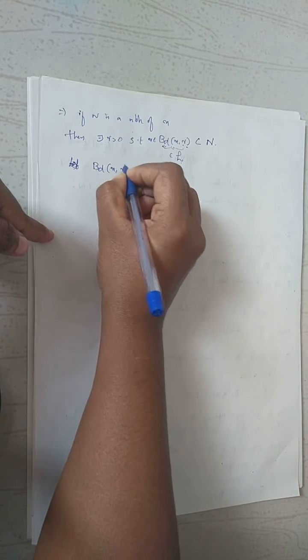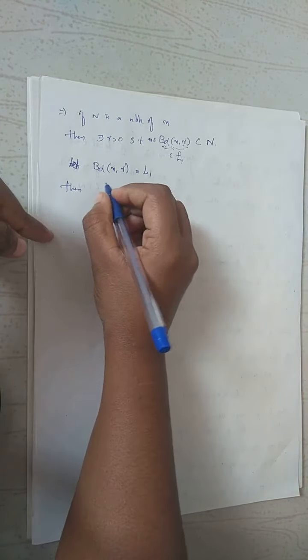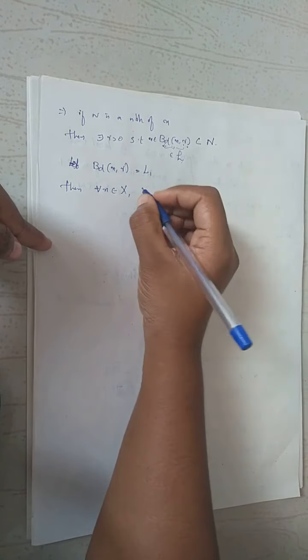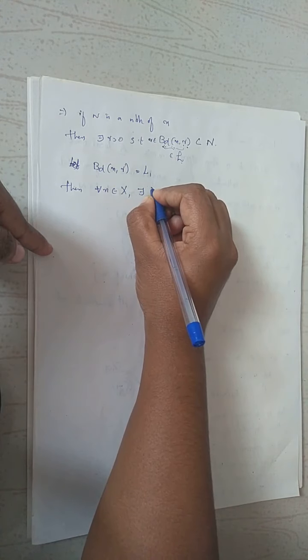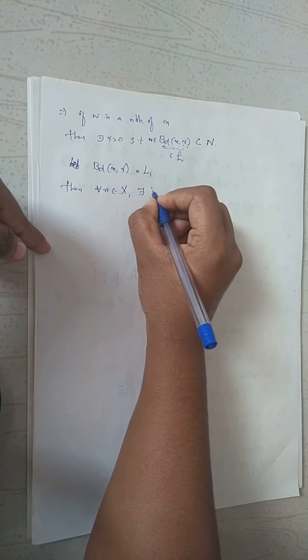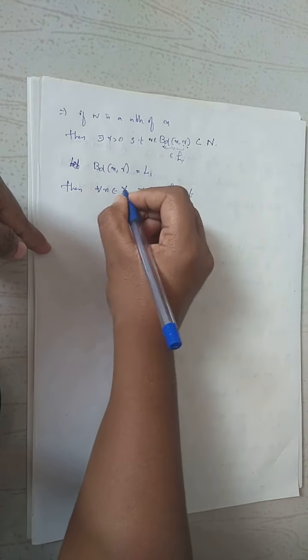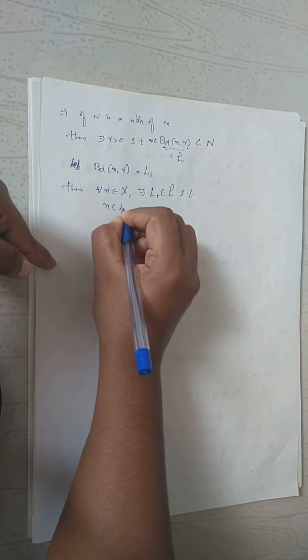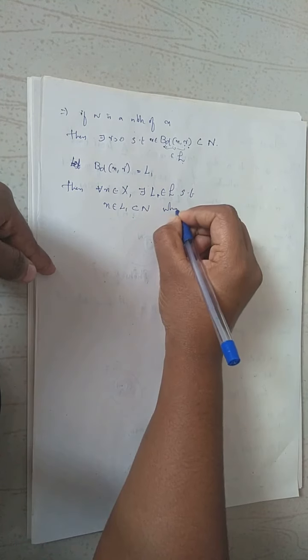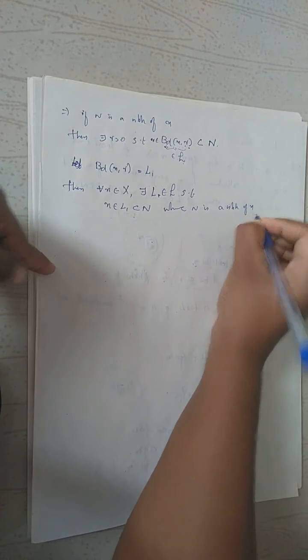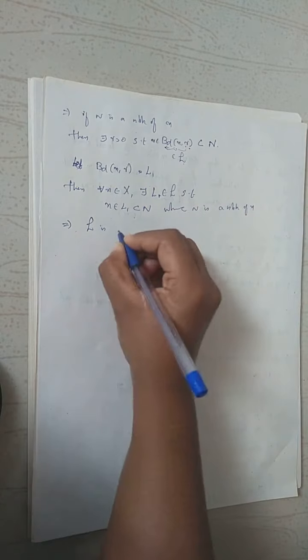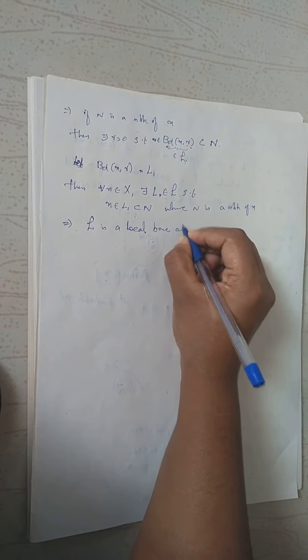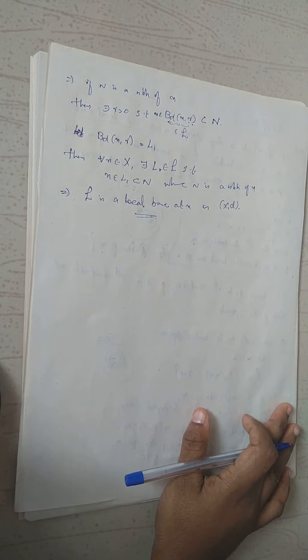Then I can write: for every x in capital X, there exists some L1 in script L such that x belongs to L1 and L1 is contained in N, where N is a neighborhood of X. Which implies script L is a local base at x in the metric space (X, d). So (X, d) has a local base of the form: a collection of open balls or neighborhoods.